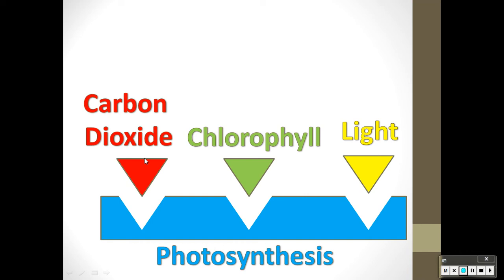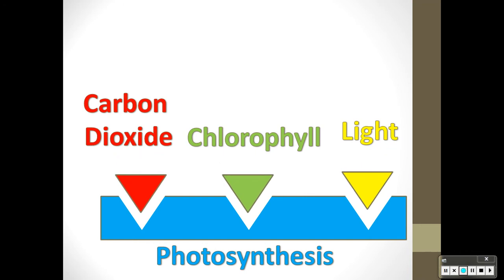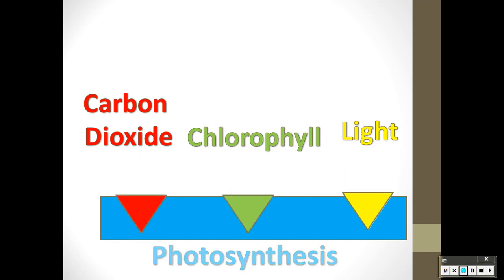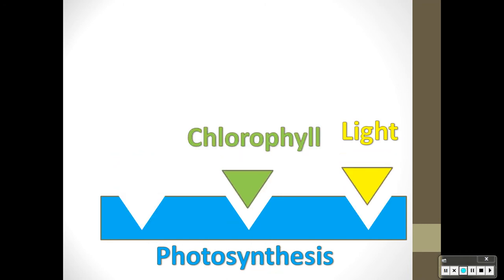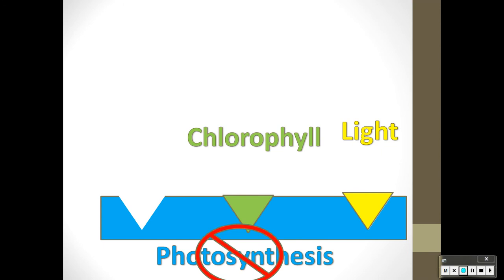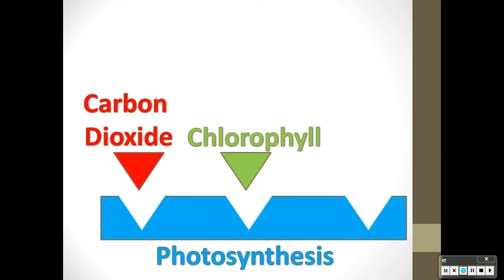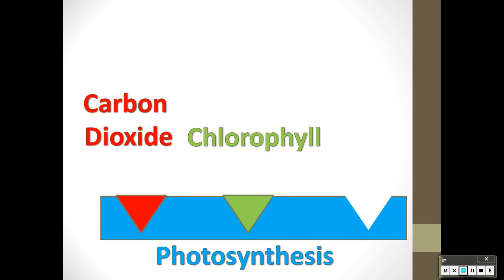Okay? Now photosynthesis requires 3 different things: carbon dioxide, chlorophyll, and light. Technically you need water too, but the plant can always get that from somewhere else. So if all 3 of these are there, photosynthesis takes place. If any one is missing, photosynthesis does not happen. And whichever one is present in the least amount is called the limiting factor.